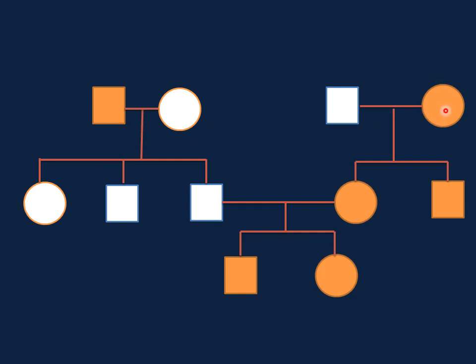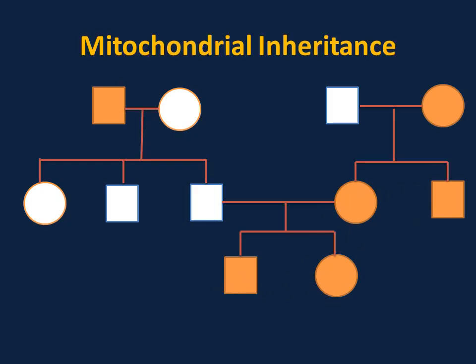This mom here is affected with a certain condition, and the father here is also affected with a certain condition. But none of the generation of this father is having a disease, while all the generation of the mother are having the same disease. This is a classic pedigree of mitochondrial inheritance.